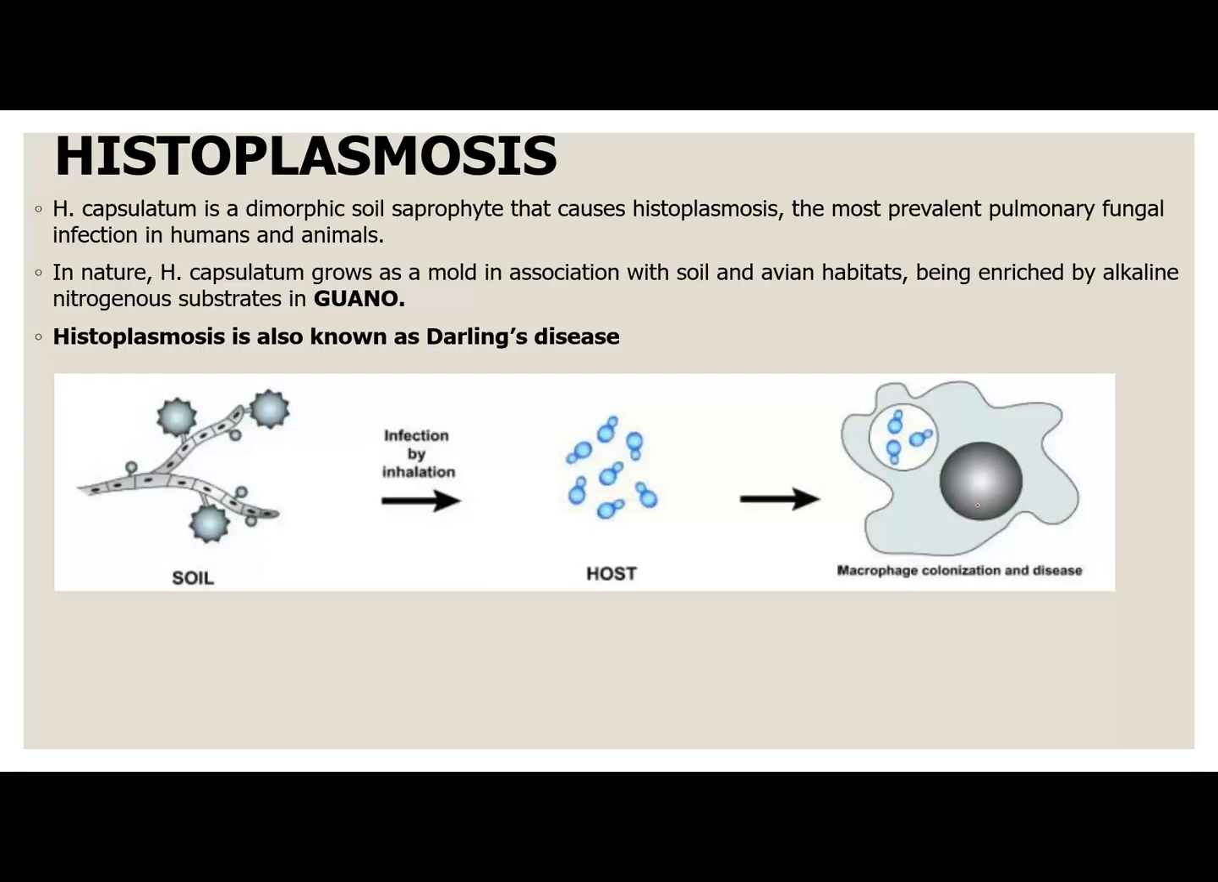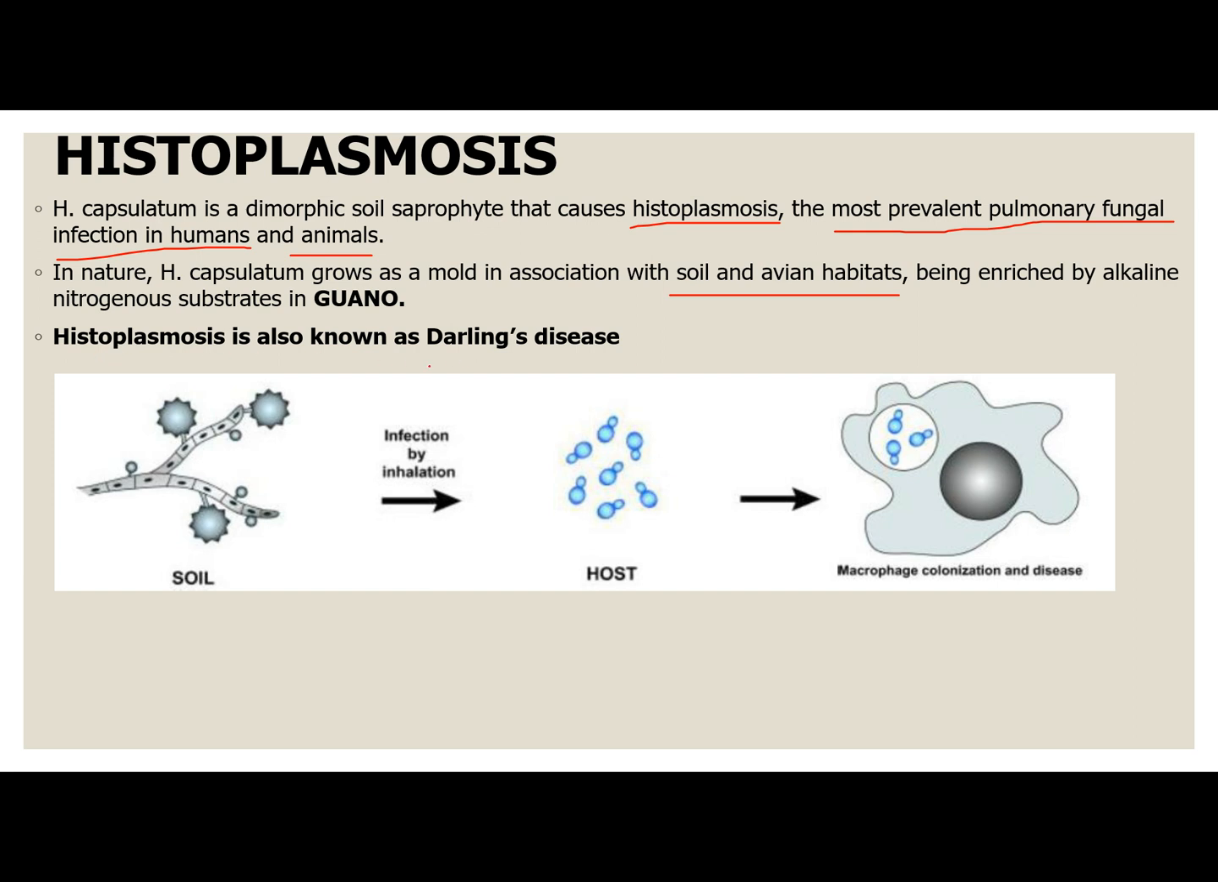Now let's start with the first one, class, the histoplasmosis. So this is caused by your Histoplasma capsulatum. This is a dimorphic soil saprophyte that would cause histoplasmosis. This is the most prevalent pulmonary fungal infection in humans and animals, class. So please take note of that. In nature, Histoplasma capsulatum grows as a mold in association with soil and avian habitats, being enriched by alkaline nitrogenous substrates in guano.